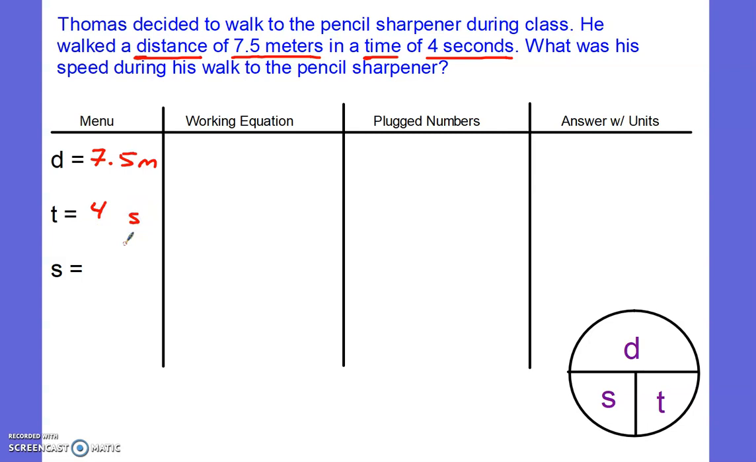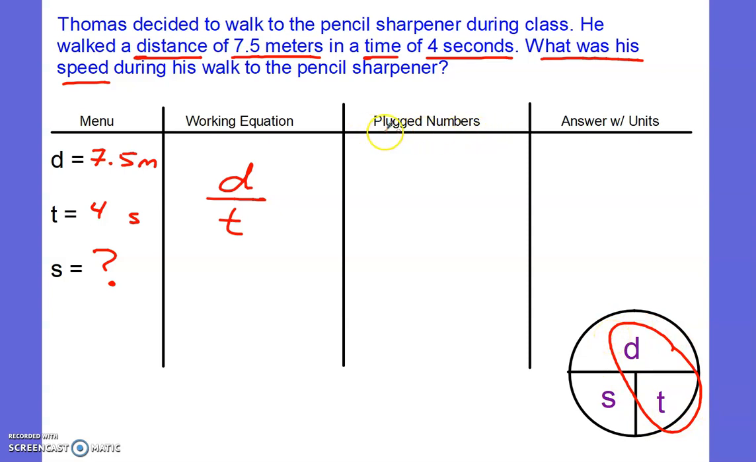Then we put a question mark with what we're trying to find. And the question is, what was his speed? So we are looking for the letter S. Now, we're going to use a circle to figure out what our equation is. We want to find the letter S. We have D and T. So looking at the D and the T, because they are above and below, that means to divide the two. Because the D is above the T, in math, that means to divide the distance and the time. So I'm simply going to look at what letters I know, and then I'm going to copy what to do from my circle.